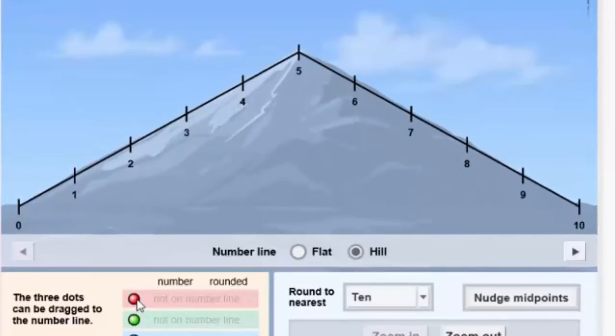As students place dots onto the number line, they can determine which benchmark number the number will round to. If a dot is placed at the midpoint, they can nudge the midpoint to see which benchmark number it will go.